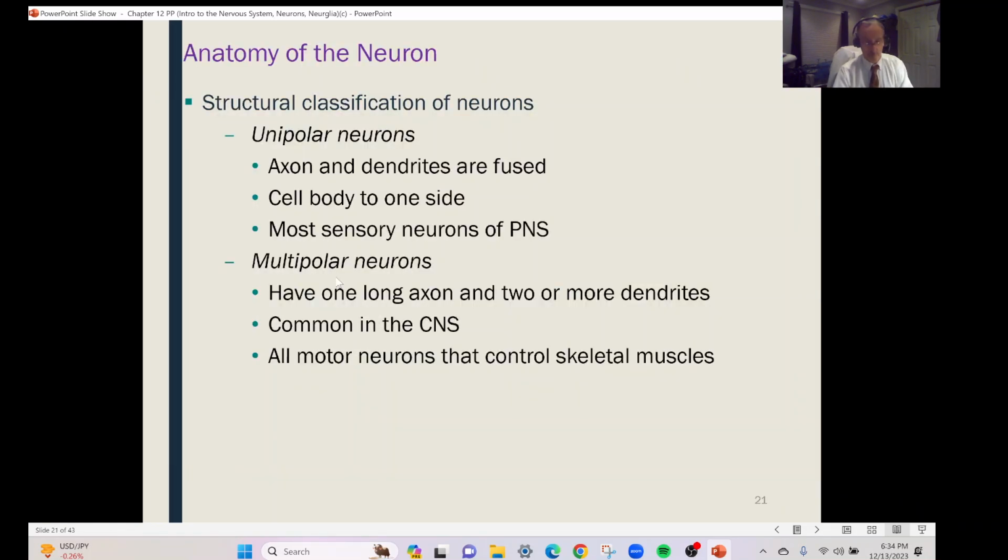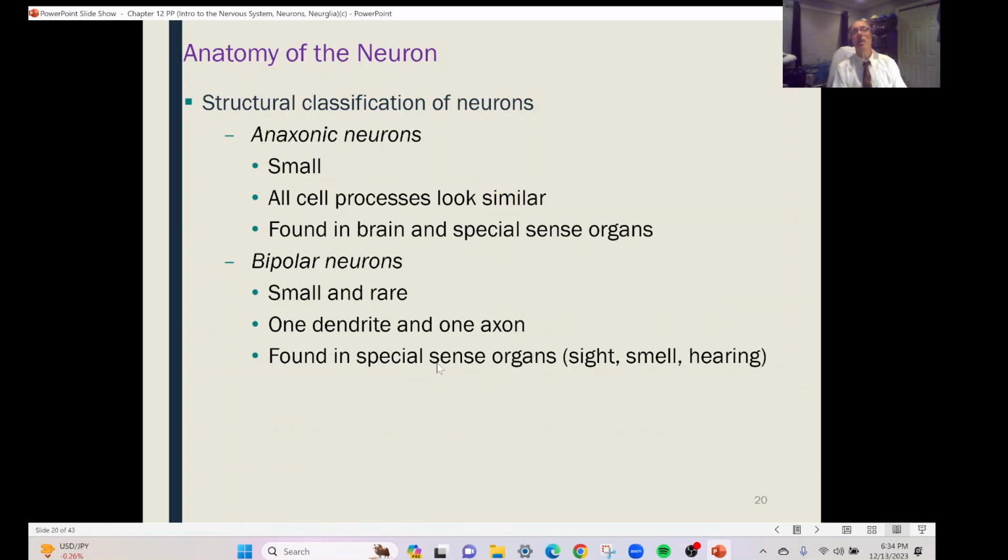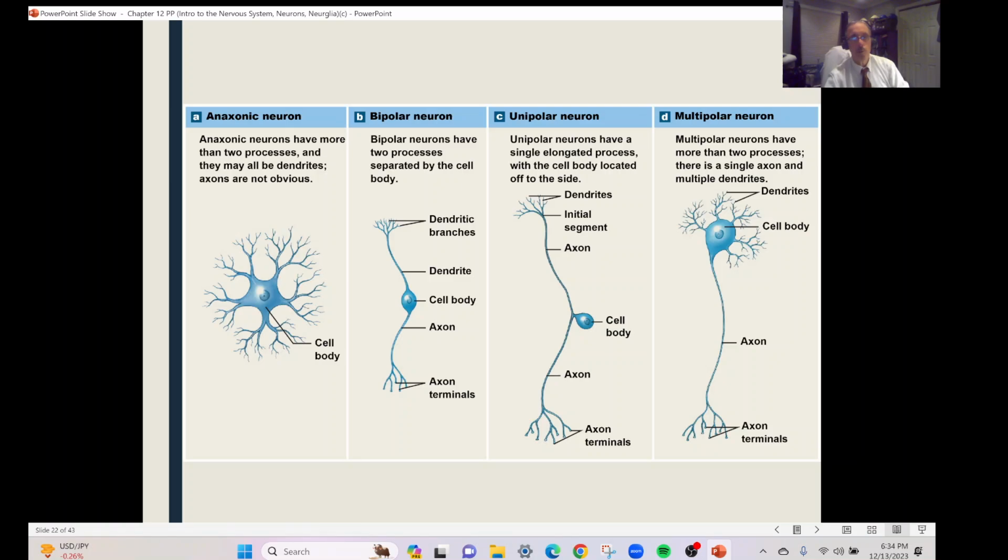Bipolar neurons are found in the organs of special sense, right? So they're actually in the retina of our eye. They're up in the nasal cavity of our nose. They're in our taste buds. They're inside our ears. Okay, so these are small. They're rare only because they're in just the organs of special sense, right? And they have just one dendrite, one axon, right? One process and then another process. And as I said, the main thing you want to walk away with today is that they are found in the organs of special sense. Right? So again, cell body, common dendrite here, and an axon down over here.